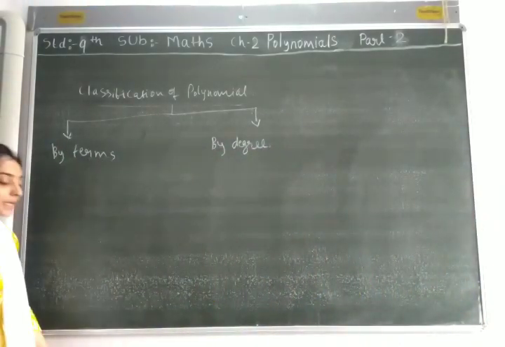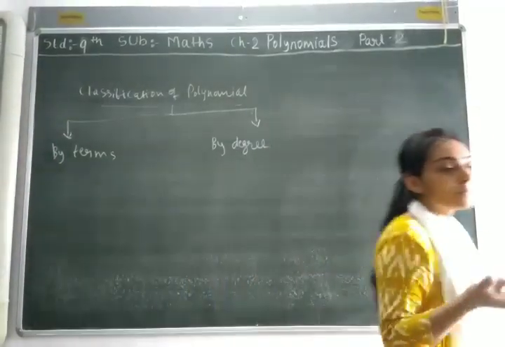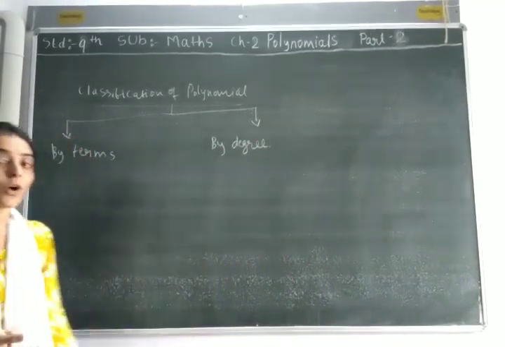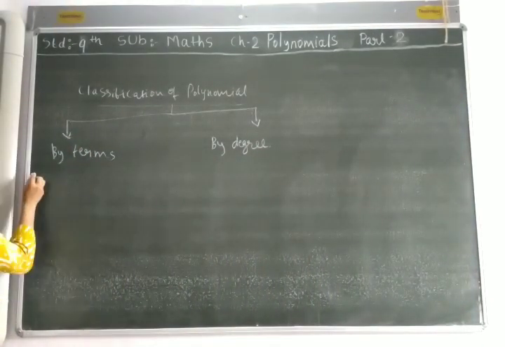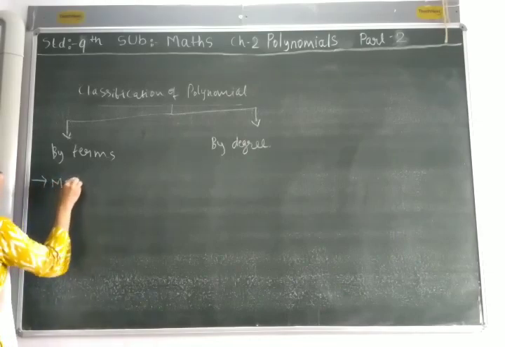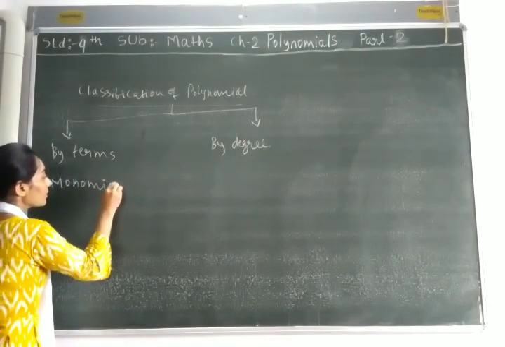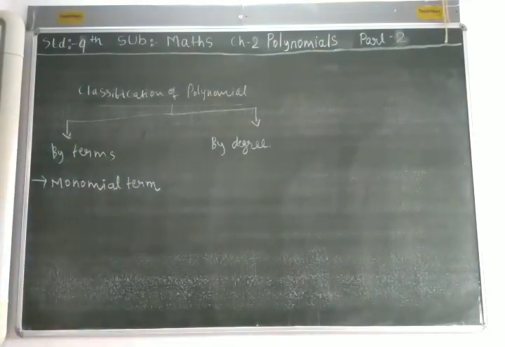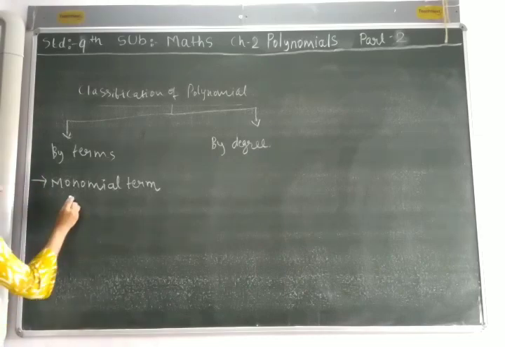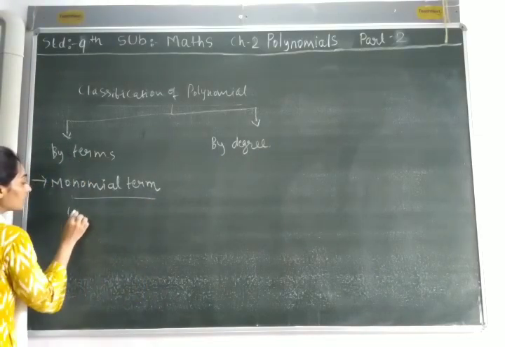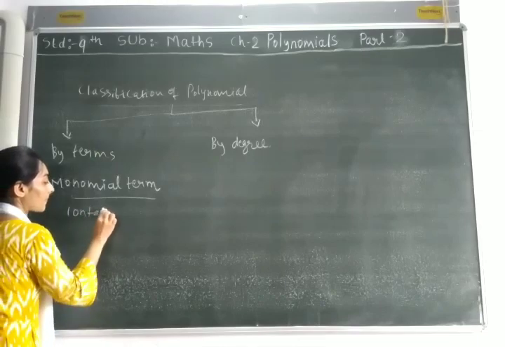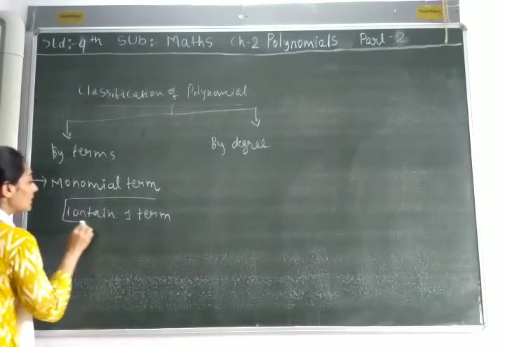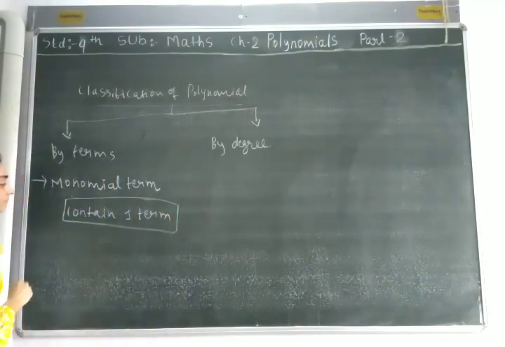If a polynomial contains only one term, we call it a monomial. First one is monomial term. Okay, it means it contains only one term.